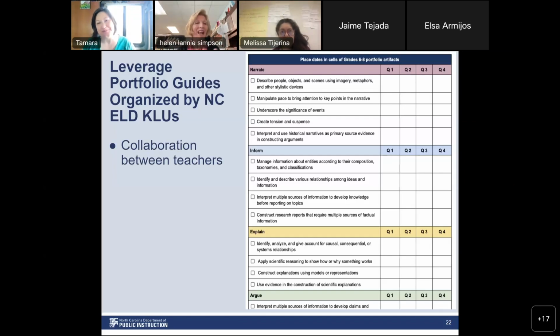Right. And so I've shared with my teachers, if you can have just two samples for narrate, inform, explain, and argue, so that you could see starting point, ending point. I'm in the process of meeting with my teachers on how things are going with using the portfolios. So we are just dipping our toes in the water, if you will, with regard to using this tool.